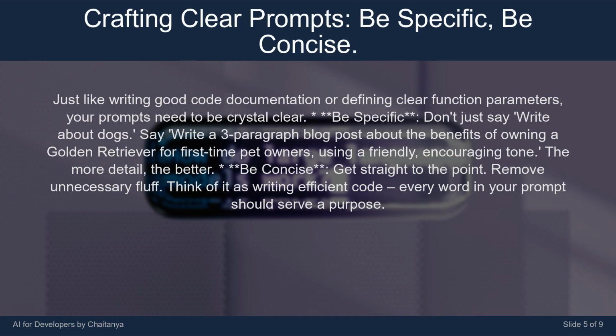Be specific. Don't just say, write about dogs. Say, write a 3-paragraph blog post about the benefits of owning a golden retriever for first-time pet owners, using a friendly, encouraging tone. The more detail, the better.